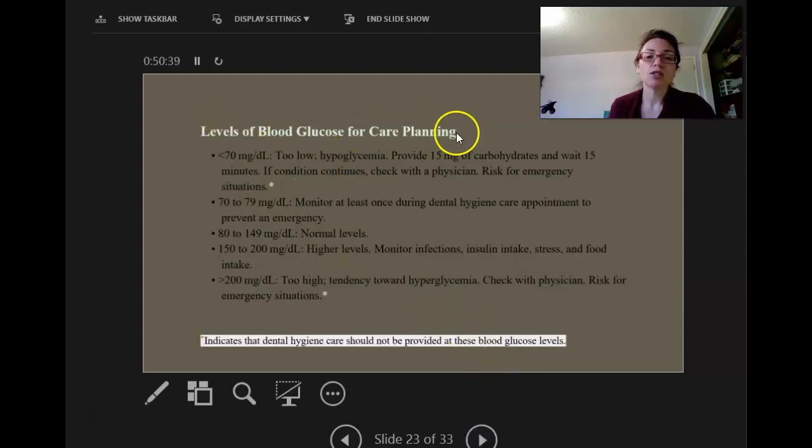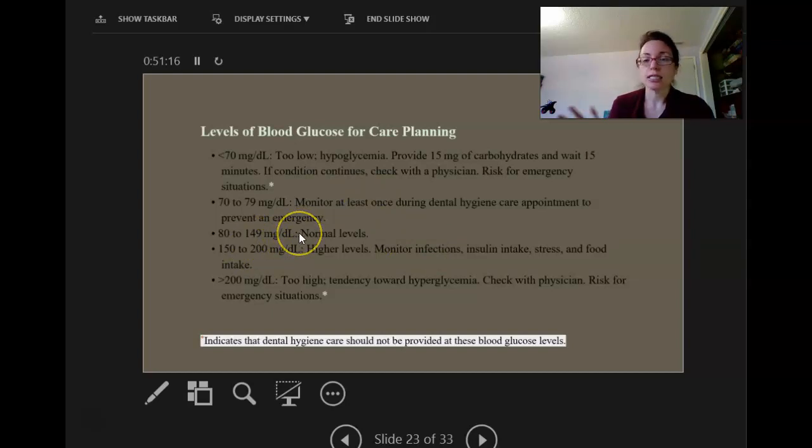So, levels of blood glucose for care planning. Like we said earlier, 80 to 120 is normal. If a patient is 70 or below, that is hypoglycemic. You can provide them with a little bit of a snack, a glass of orange juice, and usually that will bring them back up and they'll start feeling better. 70 to 79, monitor at least once during the dental hygiene appointment. If they're that low, check in with them. How are you feeling? Are you feeling dizzy? Are you feeling nauseous? Feeling cold, clammy, sweaty?